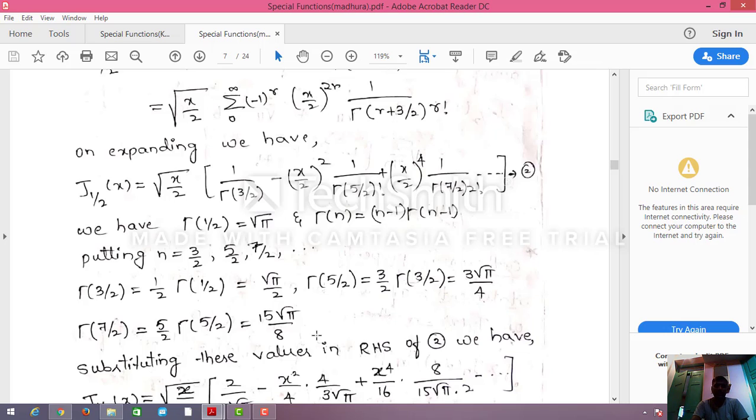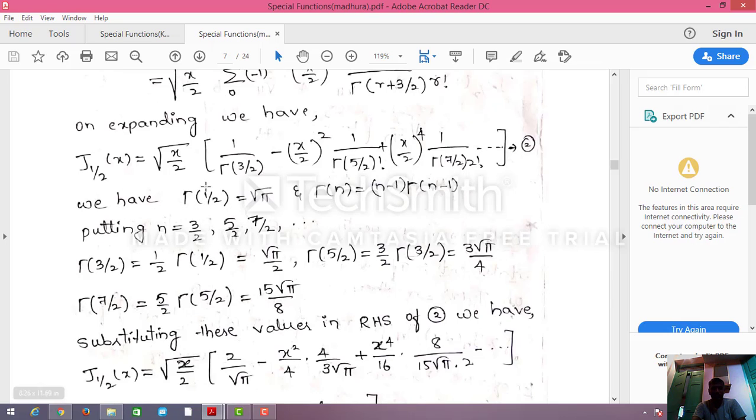Now substituting these values in the RHS of equation 2. I'll get J of 1 by 2 of x, which is root of x by 2, times 1 divided by gamma of 3 by 2, which is 2 divided by root pi. Here x square by 4, gamma of 5 by 2 into 1 factorial. Gamma of 5 by 2 is 3 root pi by 4, and its reciprocal is 4 divided by 3 root pi. Then x power 4 divided by 16, and gamma of 7 by 2 is 15 root pi divided by 8, so 8 divided by 15 root pi into 2.